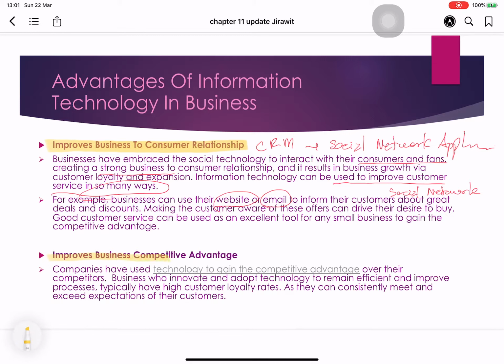And to improve the business competitive advantage, the organization can use technology to gain a competitive advantage over the competitor. Why? It can use IT to remain efficient and improve processes, improve the business process, right?